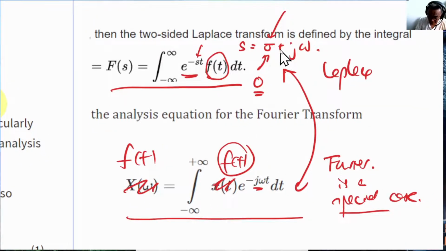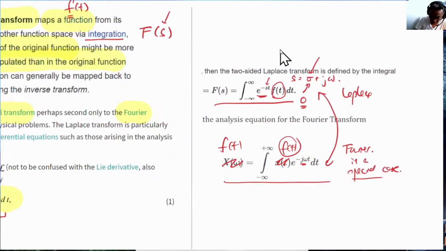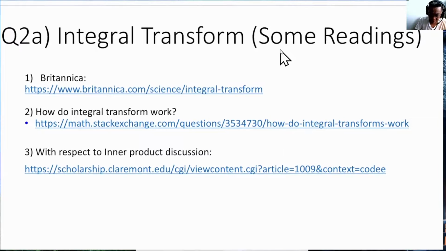Alright, let's see some of the references that may be useful to you, including from Pratinical, from Stack Exchange, as well as this Claremont.edu page talking about the inner product discussion.